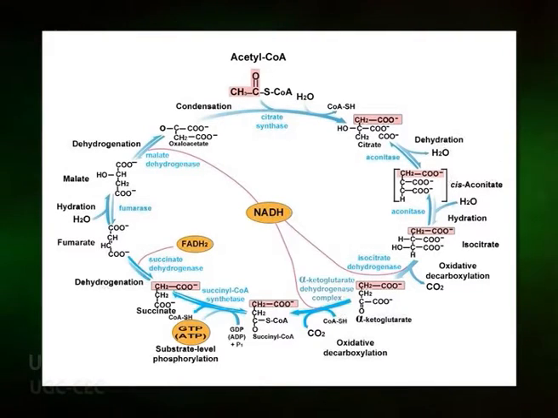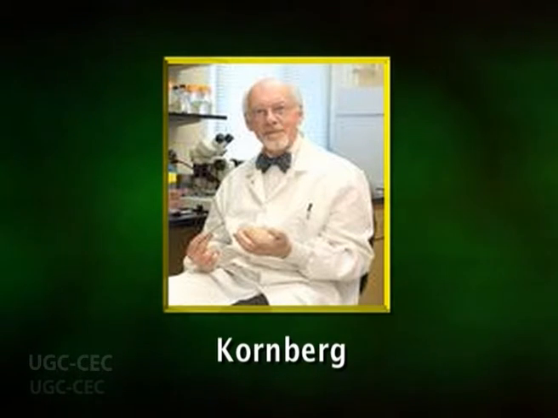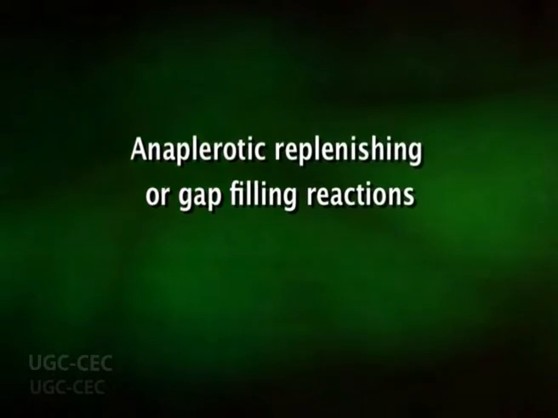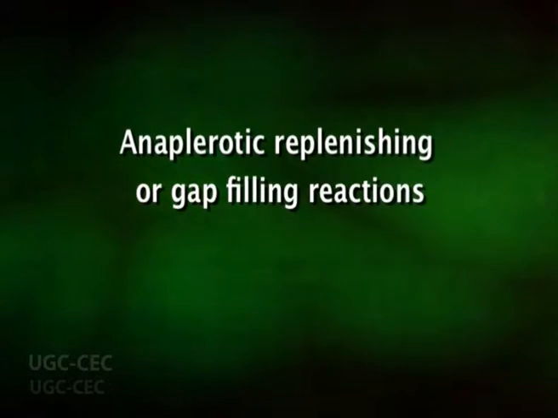Anaplerotic reactions. Since TCA cycle intermediates are used for anabolism, their concentration varies according to the needs of the cell. So, the anabolic nature of the Krebs cycle has raised the question of how the level of intermediates can be replenished when certain intermediates are removed for anabolic purposes. It was Kornberg who suggested and proposed the term anaplerotic for these replenishing or gap-filling reactions or mechanisms.